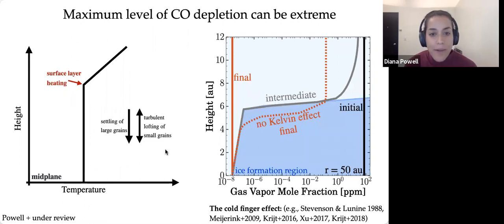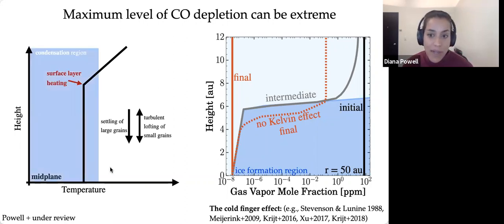And the particle sizes are important here because they actually regulate the level of depletion that we observe of gas phase CO. So if we approximate a vertical temperature structure in the disk, as shown here on the left, where the disk would be roughly isothermal until it reaches a height where surface layer heating is efficient, then outside of the ice line in the midplane, the disk is cool enough for ice to form on dust grains.